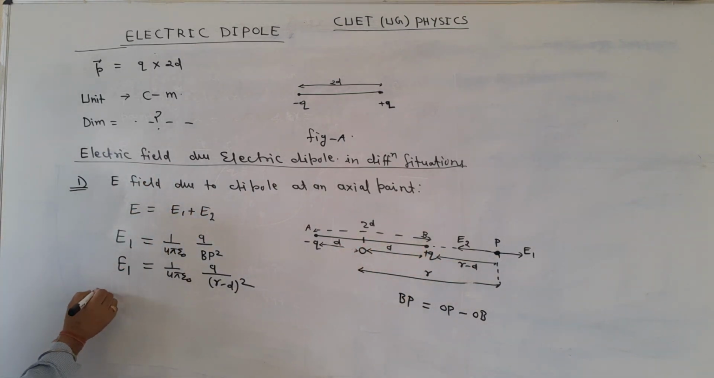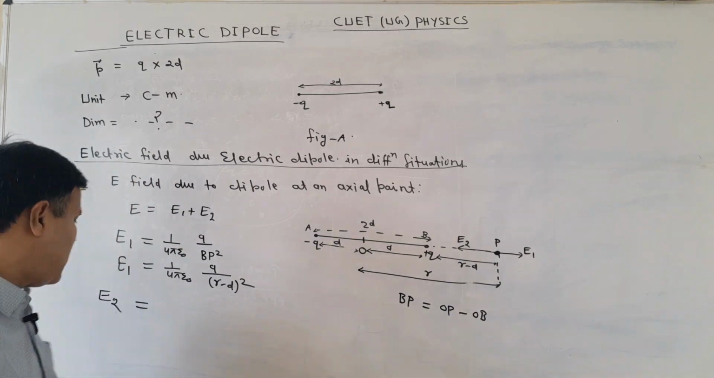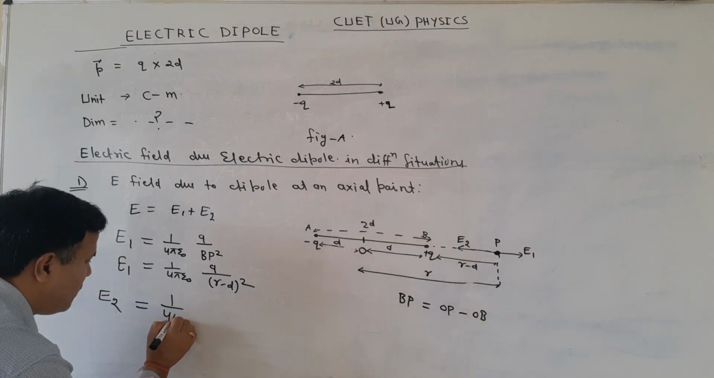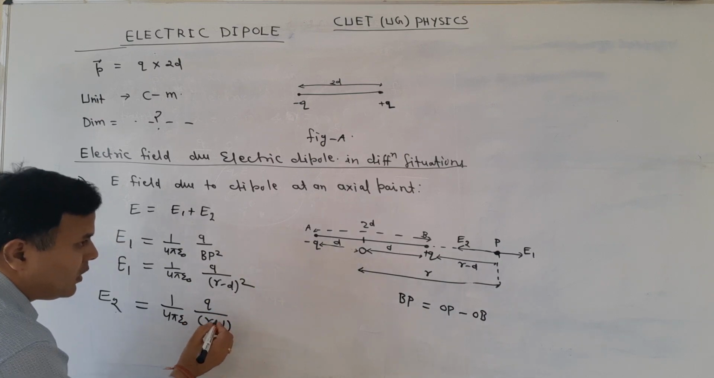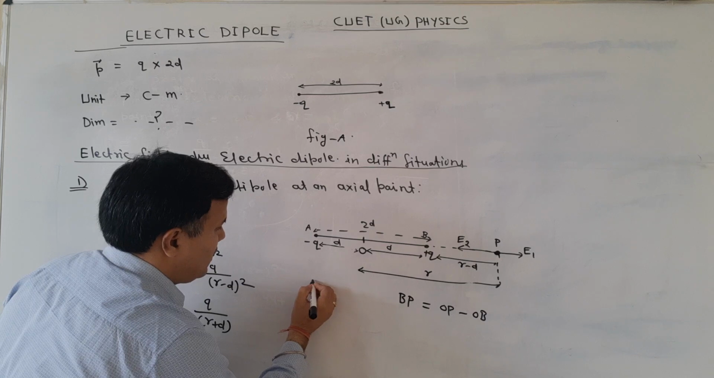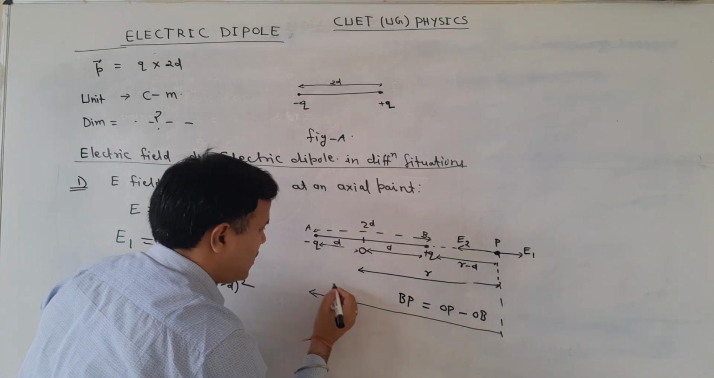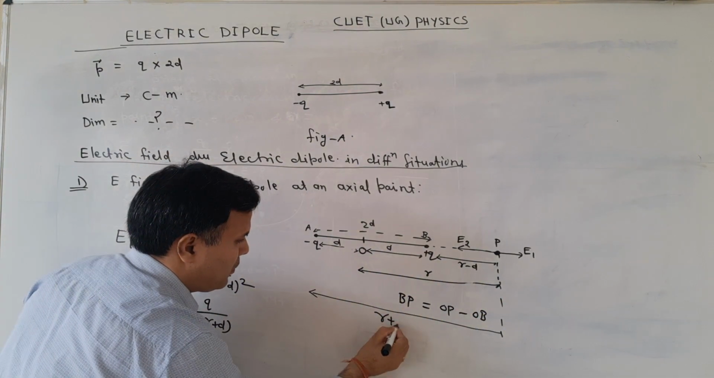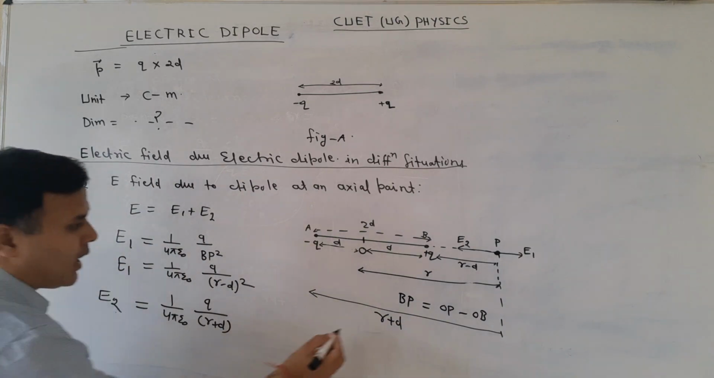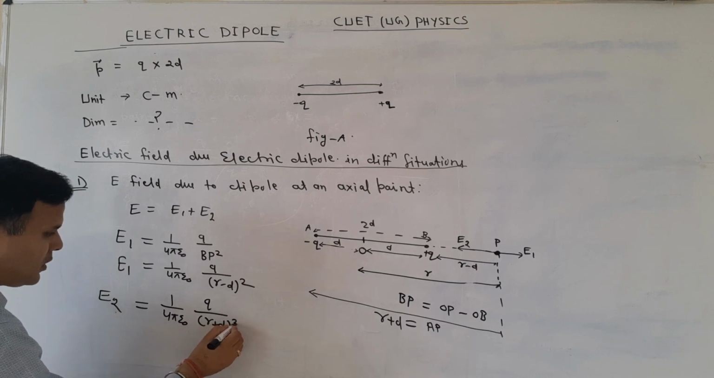Now what is E2? E2 is the electric field at point P due to this minus, negative charge. Again this is 1 upon 4 pi epsilon 0 q by (r plus d) squared. This one is r and this one is d, so this is r plus d, and we can write it as AP. So (r plus d) squared.